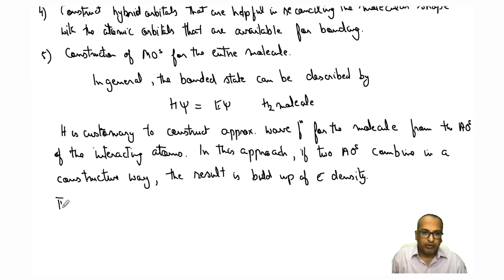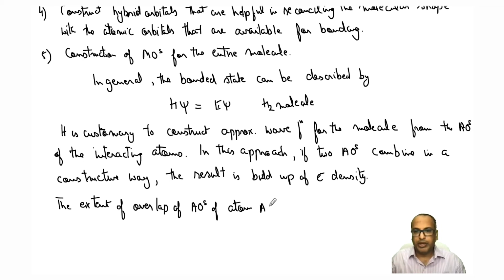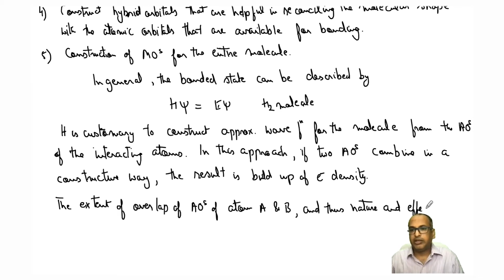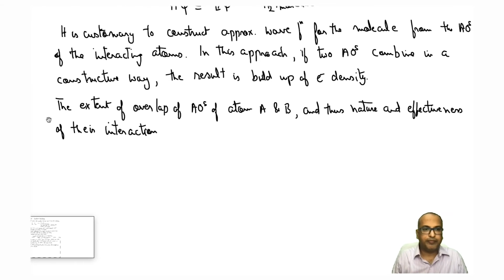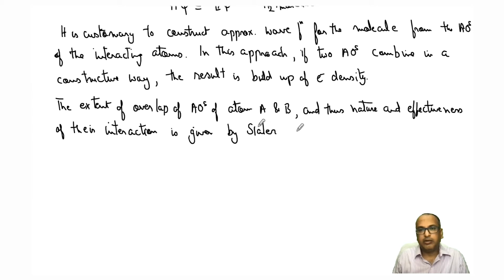The extent of overlap of atomic orbitals of, let's say, atoms A and B determines the nature and effectiveness, or the strength, of their interaction, and this is given by the Slater overlap integral.